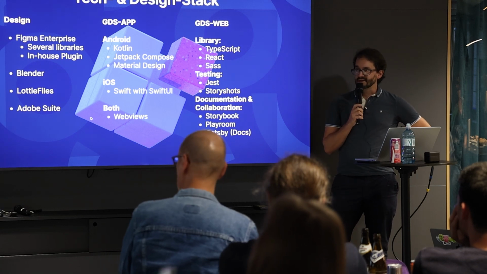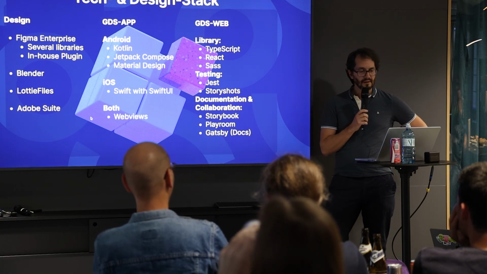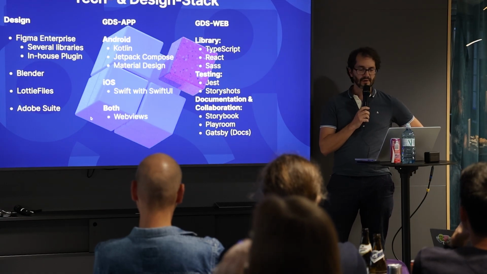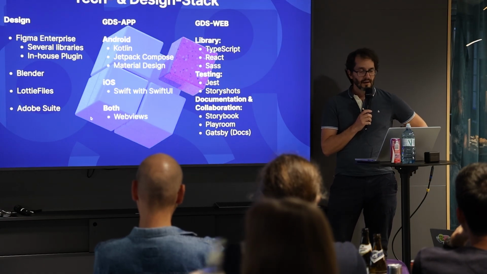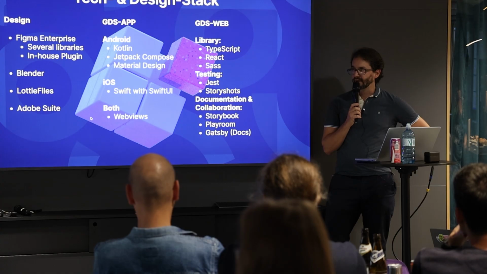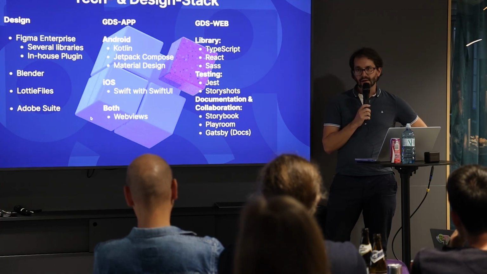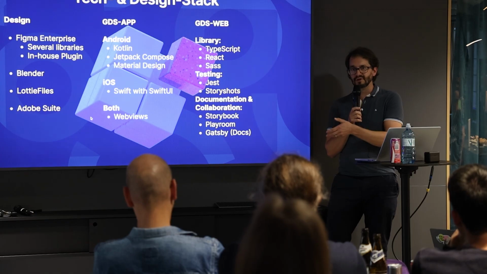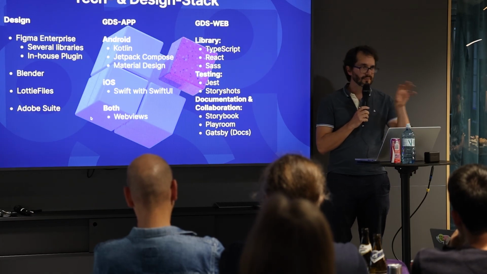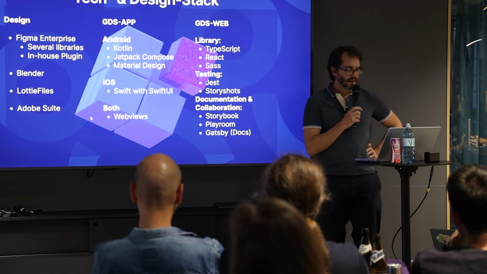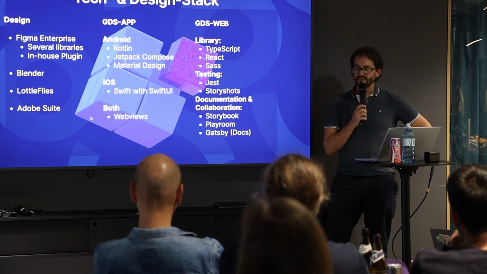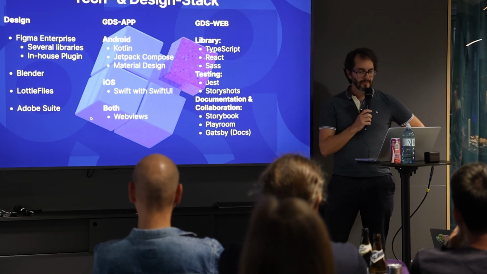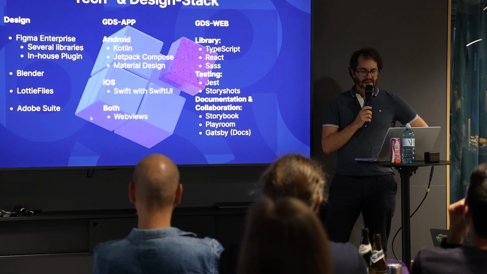When it comes to the design system for apps, on Android they use Kotlin with Jetpack Compose and Material Design. On iOS, Swift with SwiftUI. And sometimes in the app also web views. This is more when it's not a core feature relevant for all markets, but maybe a local feature. Then a web view is used, which then again uses a design system for web. Which brings me to the tech stack of that.